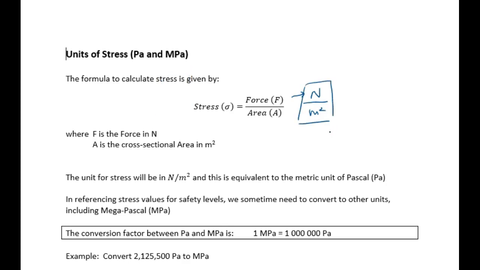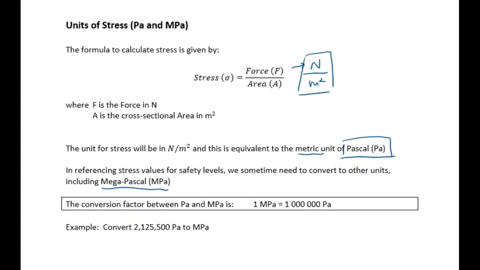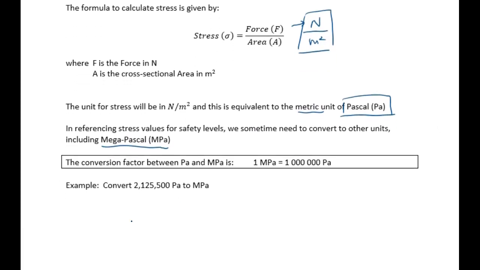And rather than using that unit, often we actually take that. It's actually equivalent to the metric unit of what we call a pascal, denoted Pa. So often you're going to see the unit for stress given in pascals instead of newtons per meter squared. In referencing stress values, it's often either going to be in pascals or you might be using the metric unit of megapascals. So remember that you can go to your conversion factor chart.